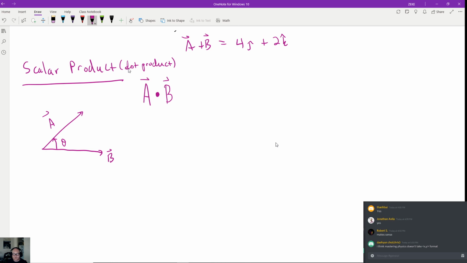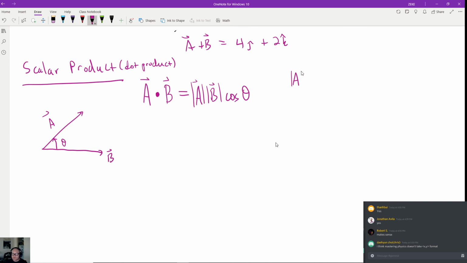Okay, the dot product. Vector A dot product with vector B is given by this expression. You take the magnitude of vector A, you multiply by the magnitude of vector B, and you multiply by the cosine of the angle between the two of them, theta. So for example, if I gave you some values, this is really easy to calculate.